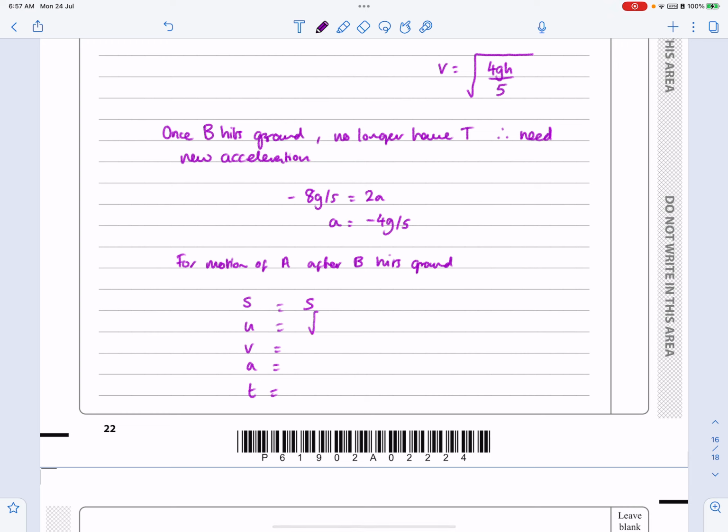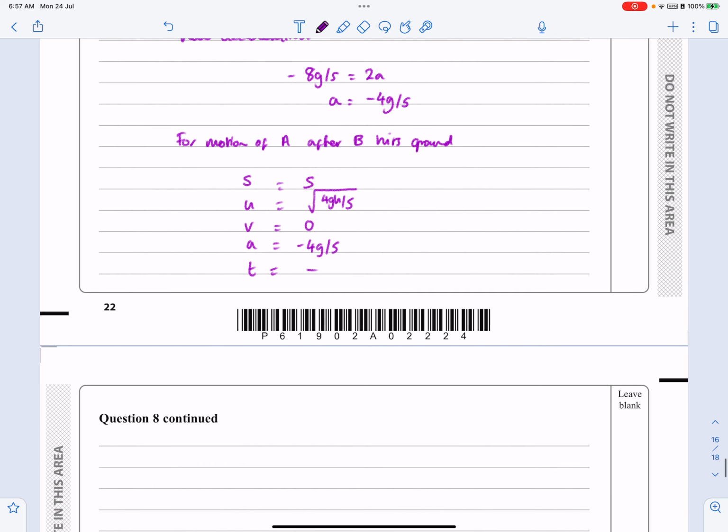Now, as I say, I can write it out as this 4gh over 5. But I'm going to be using u squared in a minute anyway, so the square root's going to disappear. This motion is going to be A moving up till it stops, so V is going to be equal to 0. We've just found our new acceleration. Not interested in time again. So what I can now do is use this to work out what the distance travelled is, what the S is going to be.